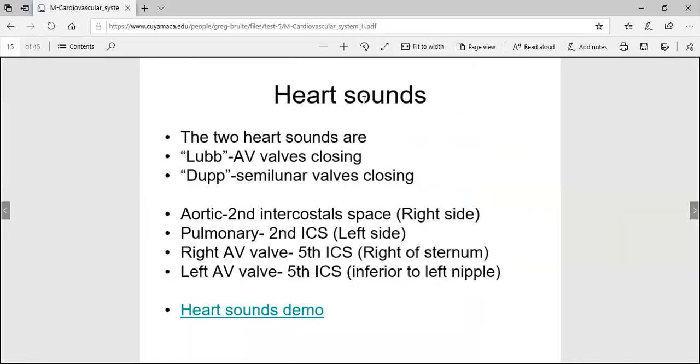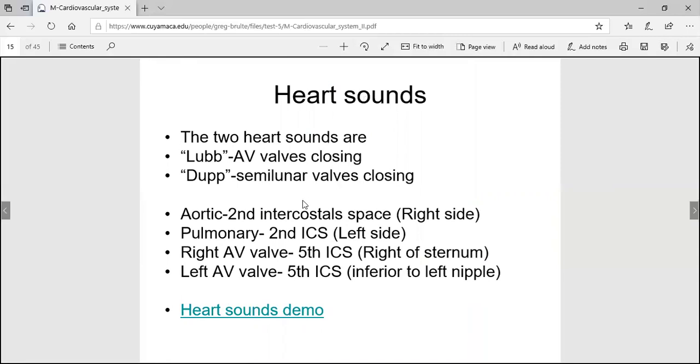I'm not going to hit you with the lub dup. That's just the heart sound. So the AVs, when they close, it's a little bit deeper sound. And the dup is a little sharper, and that's your semilunars closing. When I say semilunars, I mean your pulmonary and your aortic. They're trying to get rid of that semilunar designation, and they're just calling them straight pulmonary valve and aortic valve. But everybody always calls them the semilunars that I know of.